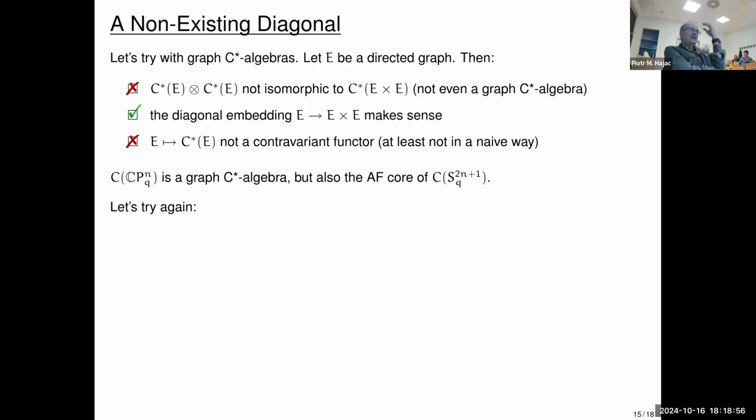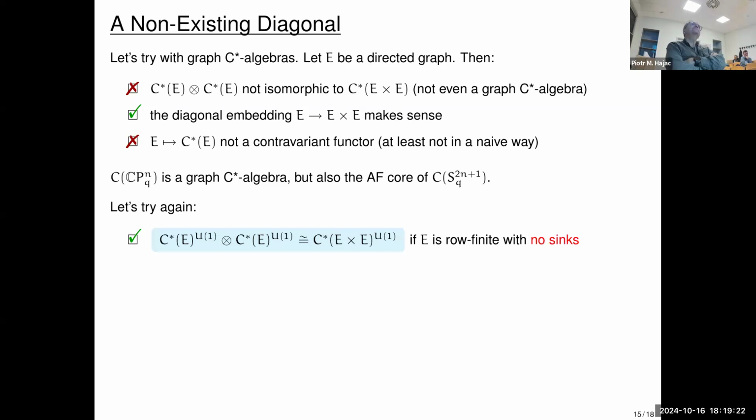Exactly, because one of the biggest caveats of graph C*-algebras is that this is a class which is definitely, except for trivial cases, not closed under the tensor product. So typically the tensor product of two graph C*-algebras is not a graph C*-algebra. Of course there are many exceptions, but this is completely remedied by higher rank graphs. But here the Cartesian product is in the sense of sets.